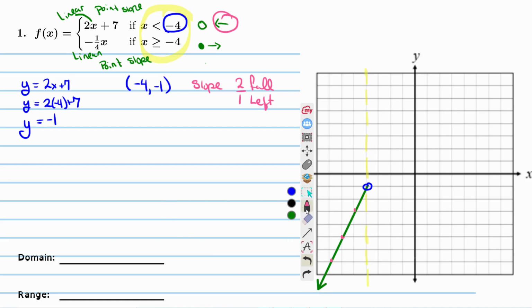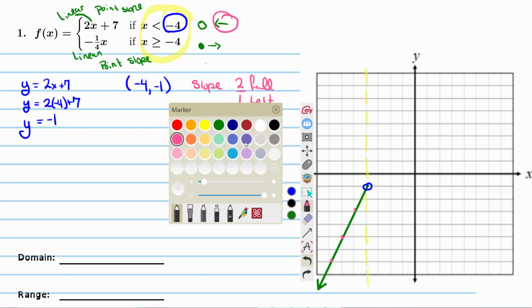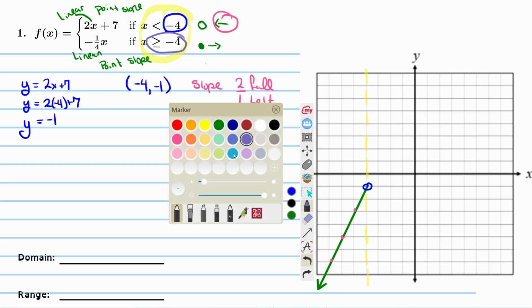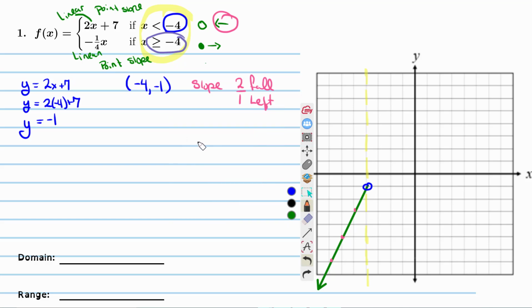So now let's go ahead and do my next one. And so again, I have a line. Let me choose a different color. And so I have y equals -1/4 of my x. So y is equal to -1/4 of -4, which is 1. So my ordered pair is -4, 1. Come in here and we'll put the dot, and it's going to be a solid dot.